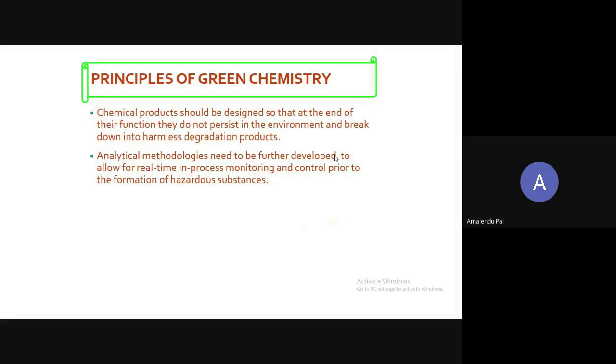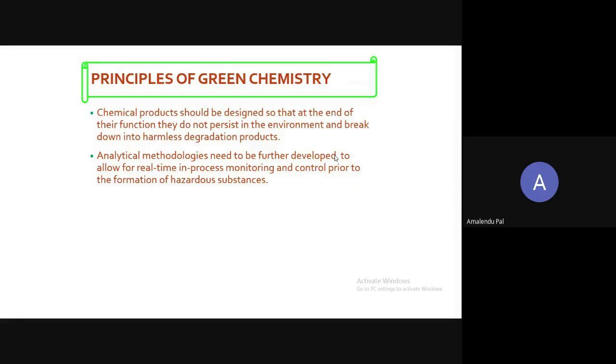Another thing, chemical products should be designed so that at the end of their function, they do not persist in the environment but break down into harmless degradation products. I'm telling you about byproducts: in most labs, we throw them in the dustbin or in the basin itself. So we have to think that there should not be any byproduct persisting in the environment. Then it will go to the drainage and an environmental issue will come. That's why I'm telling you chemical products should be designed so that at the end of their function, they do not persist in the environment.